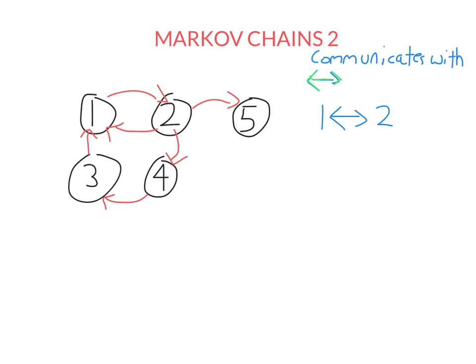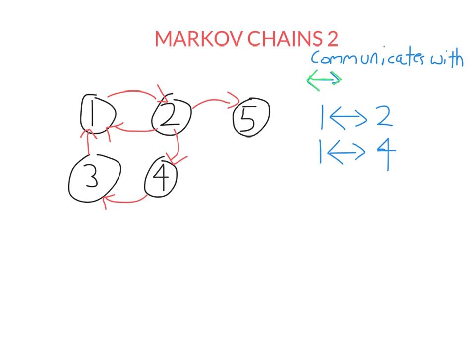Now 1 also communicates with 4, for example. We have that you can get to 4 if you start at 1, you just go 1, 2, 4. You can also get to 1 if you start at 4 by going 4, 3, 1. So they communicate with each other. So it turns out that 1, 2, 3, and 4, each of those states communicates with each other state.